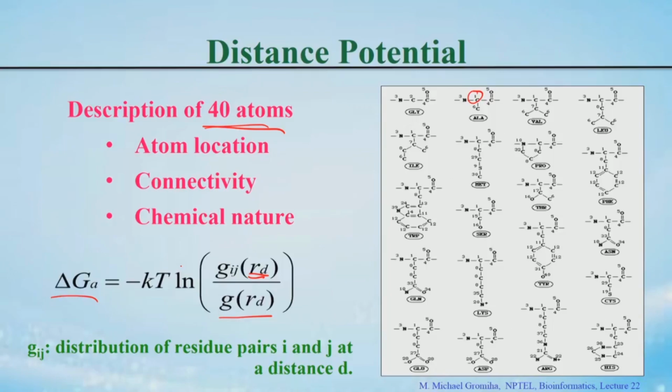This will give you the distribution of residue pairs i and j at any distance d, right. We can optimize the distance using different distances. Finally, how this will relate with the experimental data, we can optimize the distance, fine. So, when you get this, the distance potential is done.